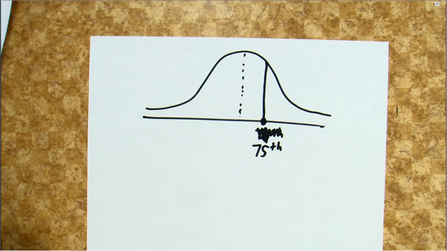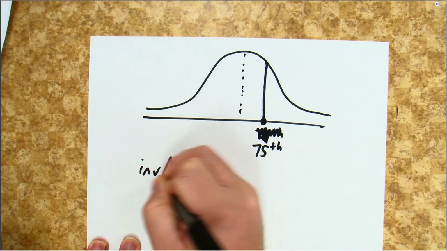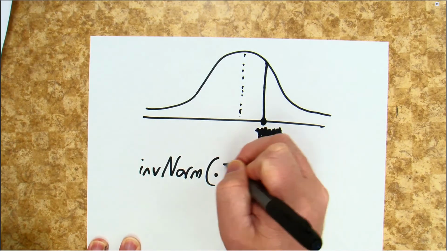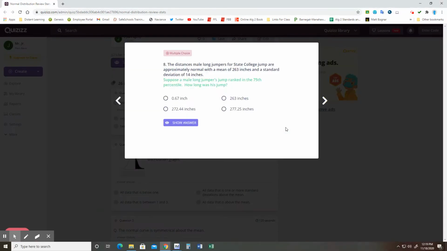Now, you could do one of a few things here. You could figure out the whole z-score situation and go from there, but in reality, what you want is inverse norm. Because what inverse norm is going to do, depending on what you type in, is one of two things. And I'm going to show you both ways how to do this.